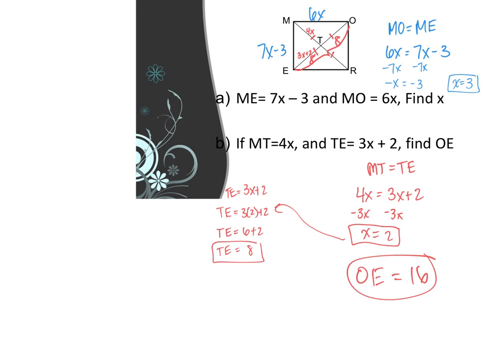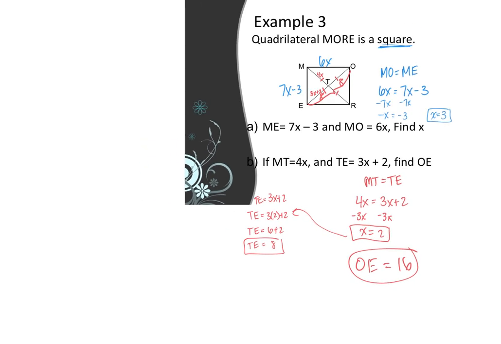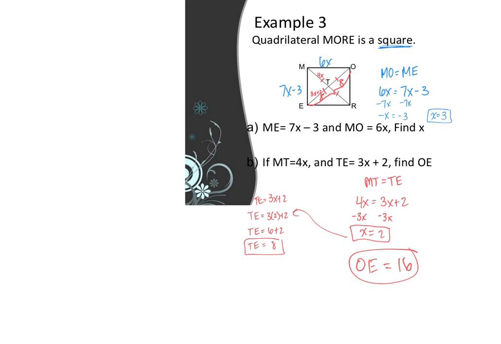Okay? Now, the reason we can do this is because what shape were we dealing with? A square, okay? If this was a rhombus, we could not set MT and TE equal to each other. If this was a rhombus, we can't do that. It had to be a rectangle. And we know a square is both a rectangle and a rhombus.